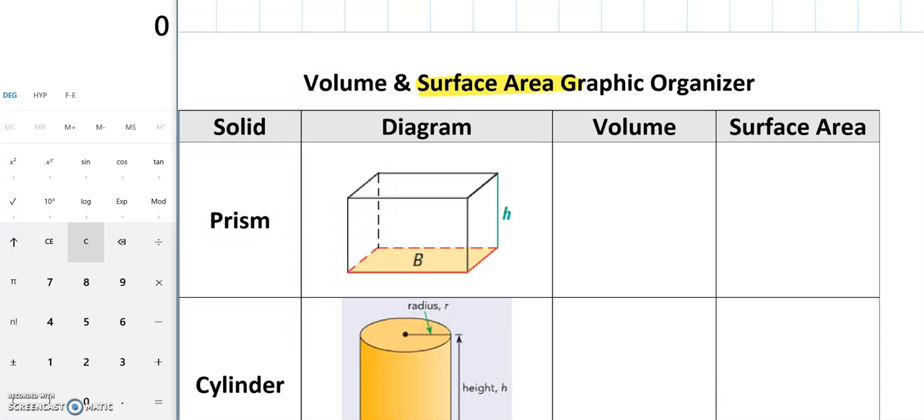Now, situations where you may need that, let's say you're trying to paint some type of object that's in the shape of a weird pyramid or prism, and you need to know how much area you're going to need to cover so that you can buy the right amount of paint.